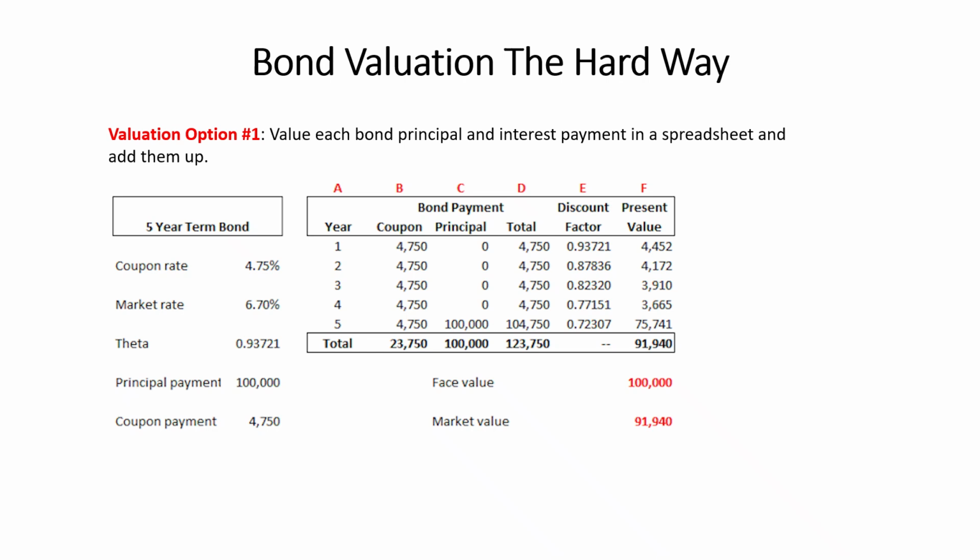The principal payment, which is the face value payment, we're going to receive at the end of year 5, so that's $100,000. And then the coupon payment we calculated to be $4,750.